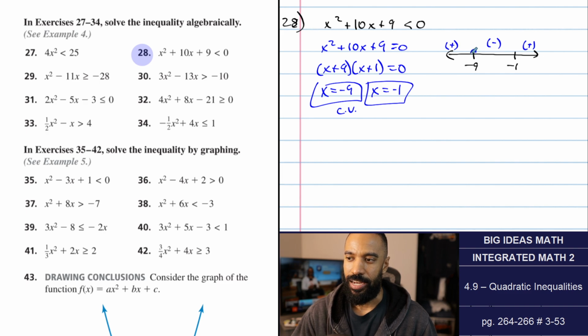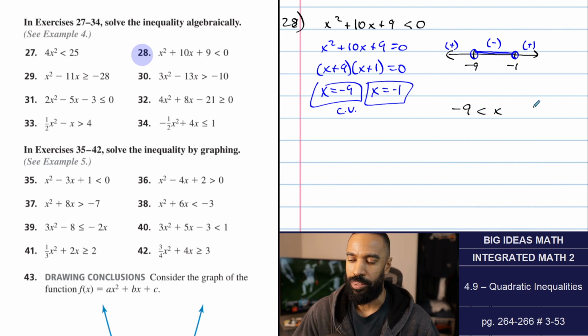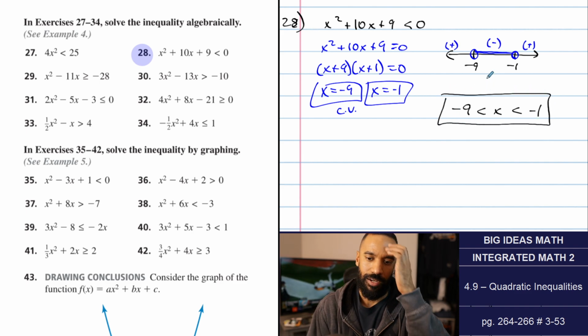Once again, -9 and -1 will not count because we need to be strictly less than 0. If I plug in -9 or -1, I will be getting 0. I need to get the negatives. It'll look like the last answer, in between these two, excluding these two values. But the values are now integers. X needs to be between -9 and -1.